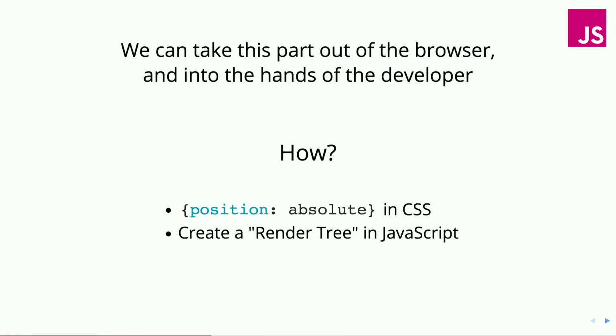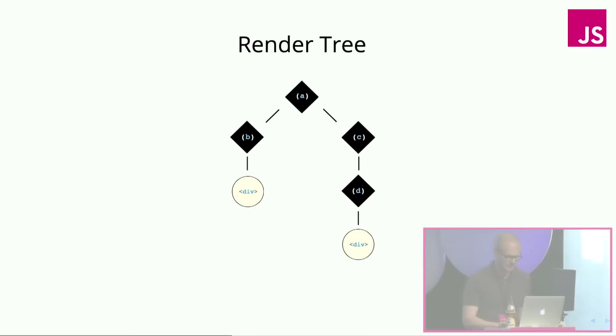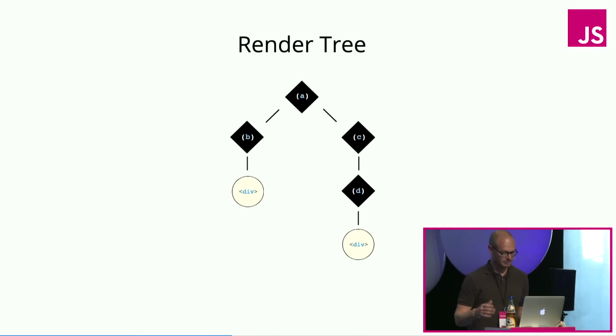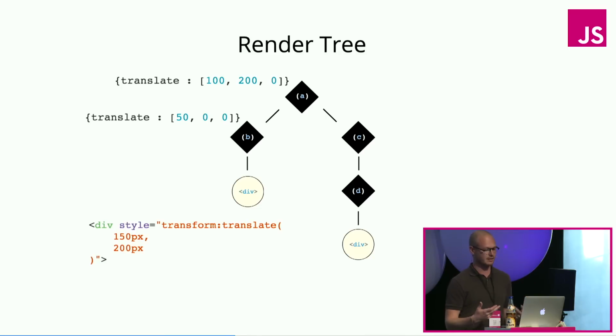So by positioning absolute everything in CSS, we've taken it out of the browser's normal flow. We have manual positioning on things. So we can create this render tree in JavaScript. It's a pretty ghetto version of a tree right here. A bunch of nodes, and the leaves of this tree are actual HTML divs. We can give these nodes some layout properties, maybe some translation. If we give A and B these translation values, then we'd expect, before it touches the DOM, that we can flatten this and style the DOM 150 pixels by 200 pixels, just the combination of the two previous nodes.